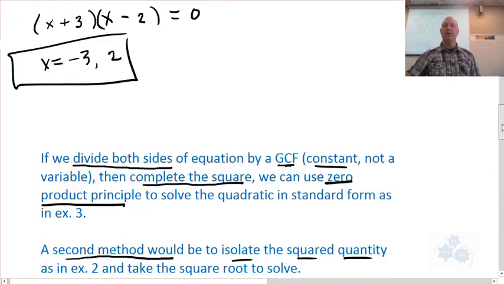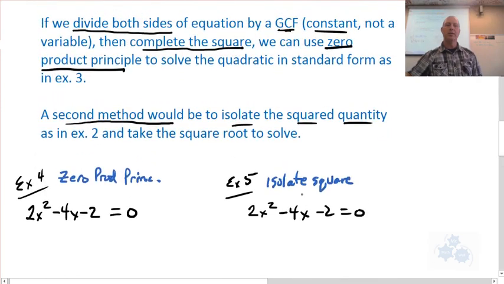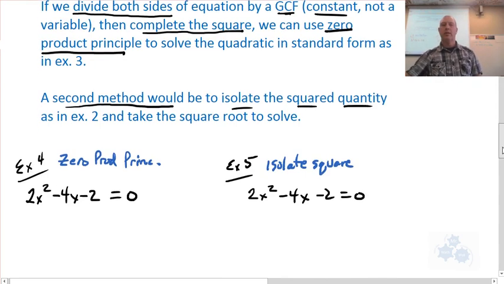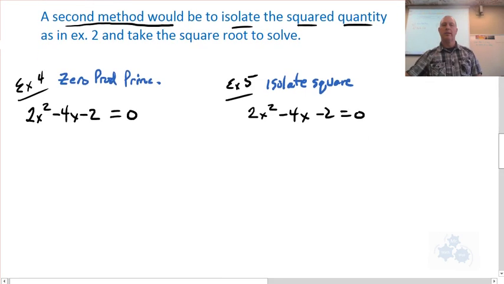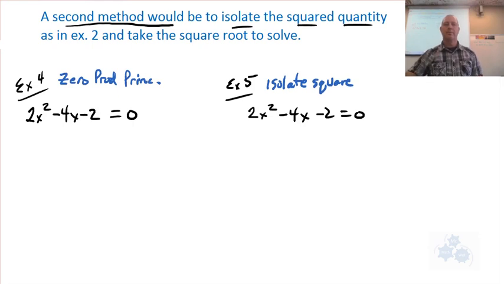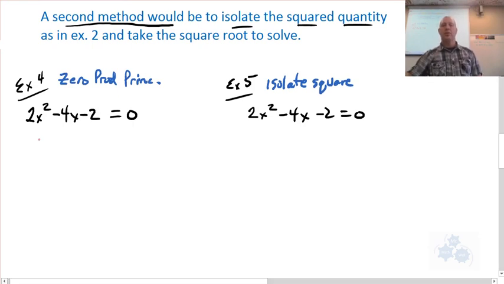So, okay, just let me give you a couple examples here. So write these two examples down. They are the same equation, but I'm going to do them two different ways. Zero product principle. Now, because it's an equation, I can divide completely out from both sides of the equation any common factor. So I'm going to divide a 2 out from both sides. That's going to give me x squared minus 2x minus 1 equals 0.